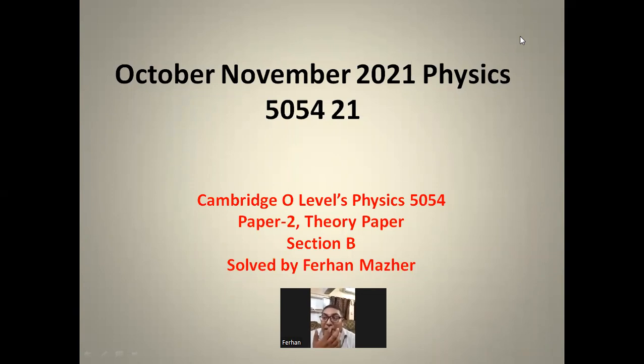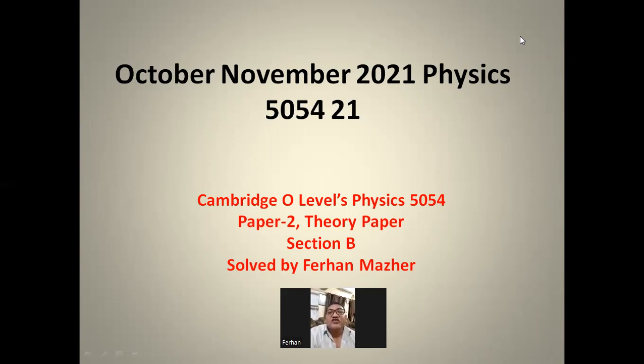Right now, I am with the 11th Cambridge class, and the subject we are studying is Physics 5054. It's Cambridge O Levels Physics. And today we have set our hearts to solve a paper 2. We call it theory paper. Today we have selected the October November 2021 paper 2-1. This paper belongs to zone 1, or you can say it's variant 1.